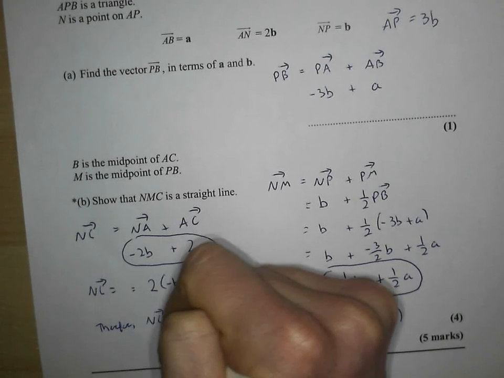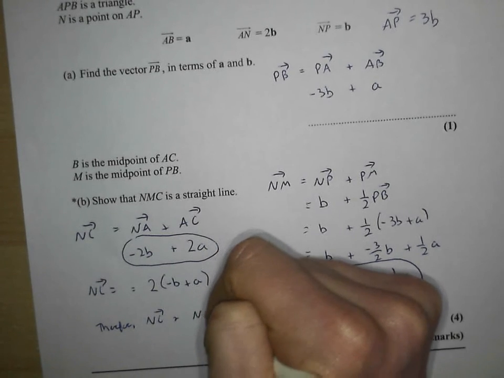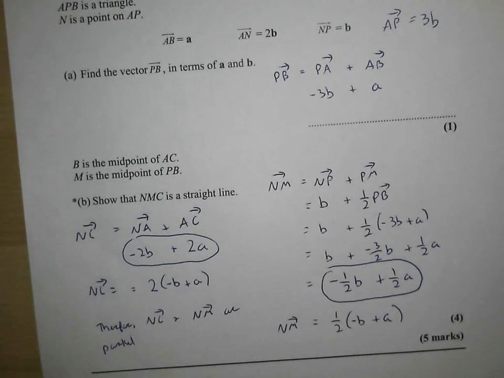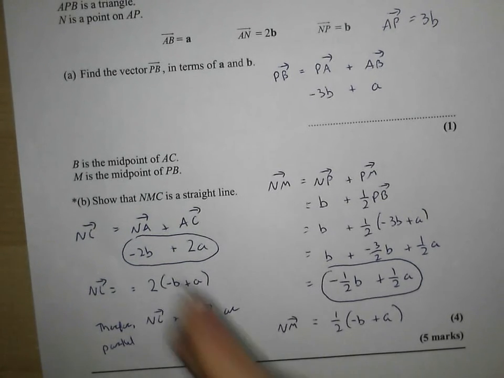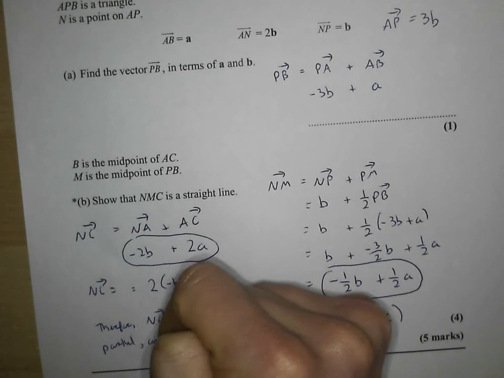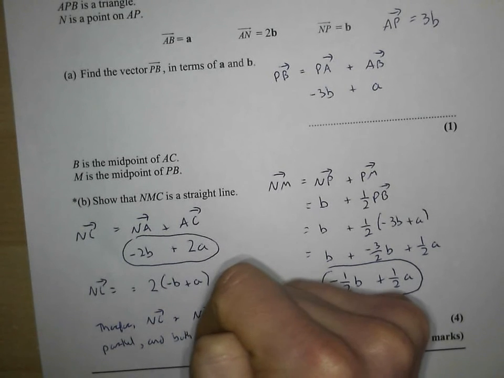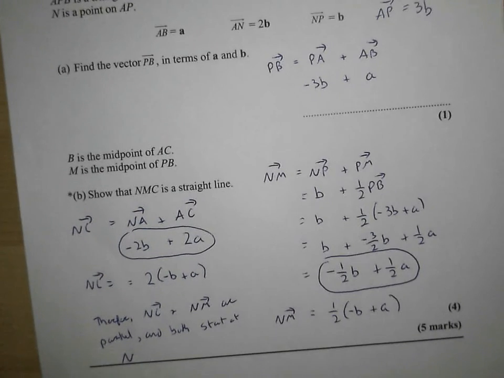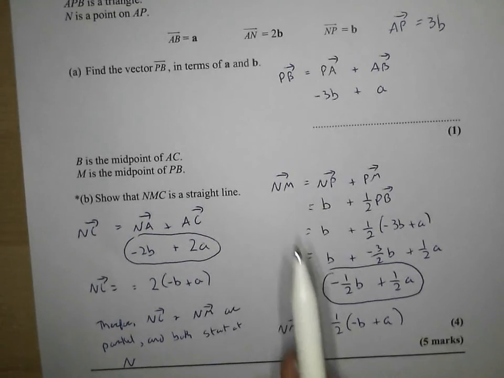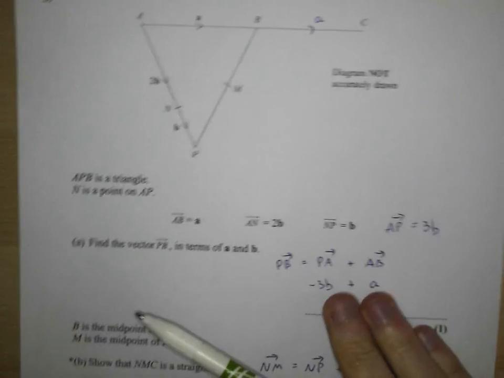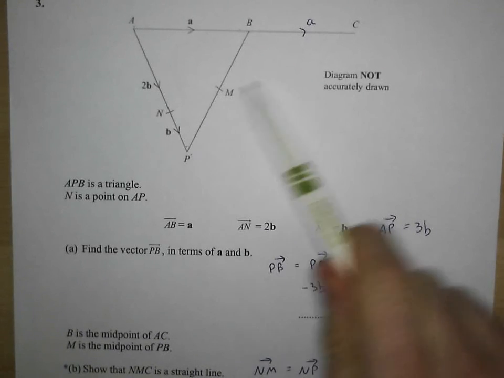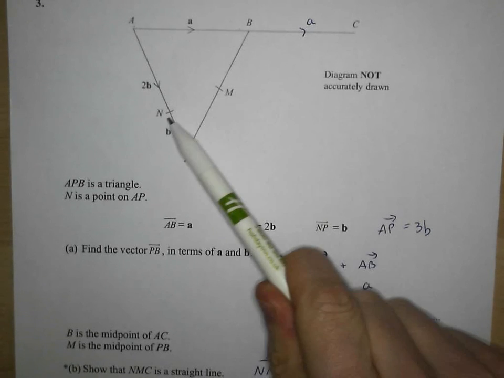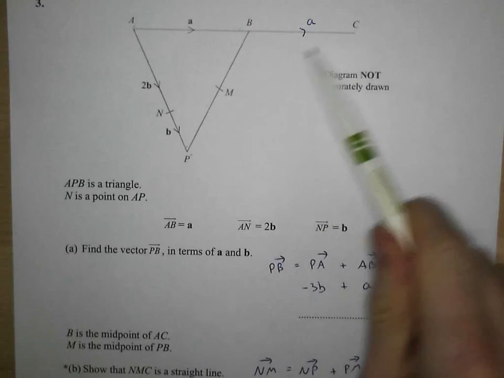NC and NM are parallel. And I've shown that because I've shown they've both got the same vector component there. And I'm going to put and both start at N. They both start at N. And if you've got two things that are parallel and both start at the same point, they have to be in a straight line. There's no way you can have N to M being parallel to N to C and them not being a continual straight line.